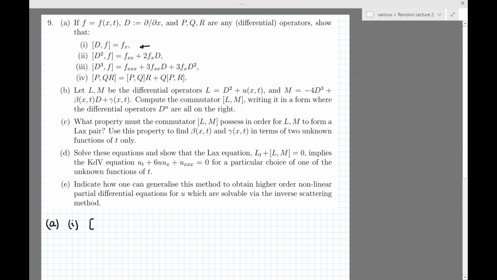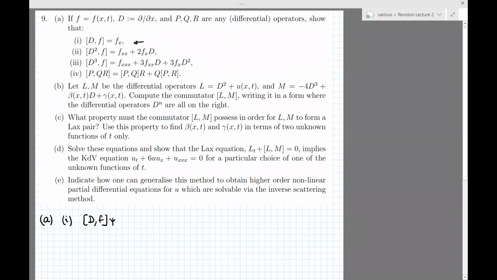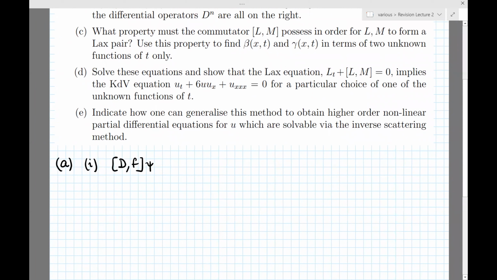In part A, we want to show that the commutator of D with f is equal to fx as an operator. So as usual, we act on a function psi, which we'll assume to be sufficiently differentiable. And so this is equal to D times f psi minus f D psi by the definition of a commutator. And as usual, all differential operators act on everything to the right. So the derivative will act on f psi in the first term and only on psi in the second term.